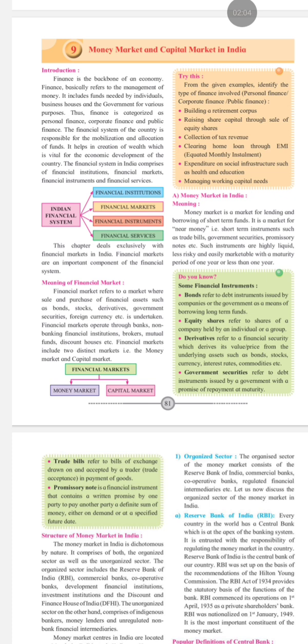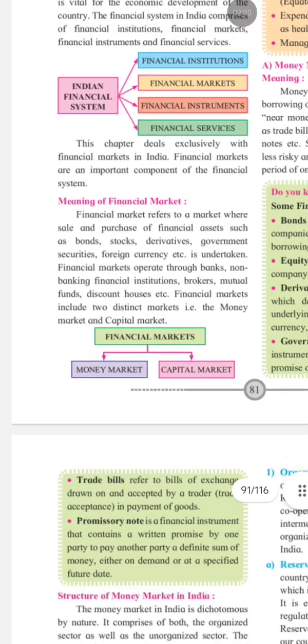Now, let's see the components of the Indian financial system. The first component is financial institutions. You can see here, in the Indian financial system, first is financial institutions, second is financial markets, third is financial instruments, and the fourth one is financial services. So now let's understand what a financial market actually means.